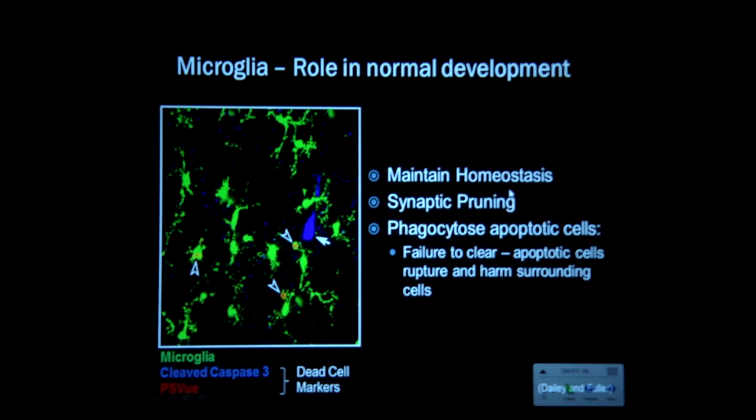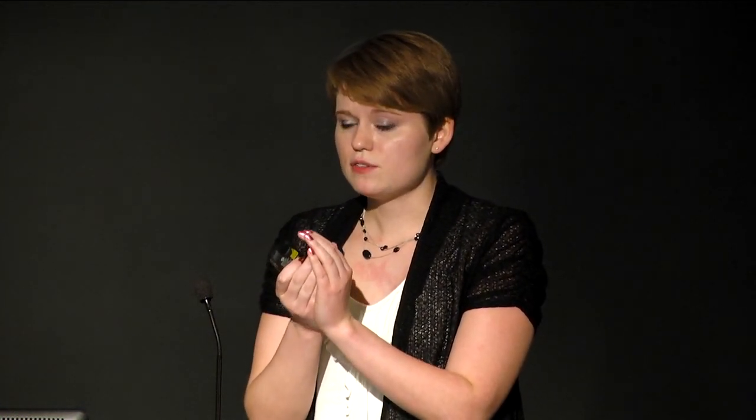Secondly, microglia are involved in synaptic pruning. Essentially what this means is microglia are helping neurons make good connections with each other. And finally, microglia phagocytose apoptotic cells that are present in the brain during development. Once again, this is important because we know that apoptosis is a form of cell suicide that essentially helps to minimize any further brain damage. But if these apoptotic cells are left too long on their own, they will eventually rupture themselves and harm their peers. So microglia have to be efficient in clearing these dead cells out of the brain.